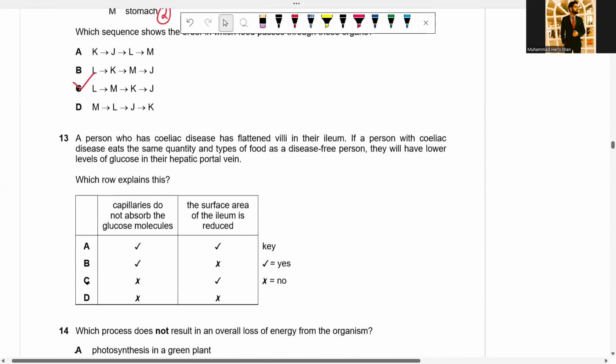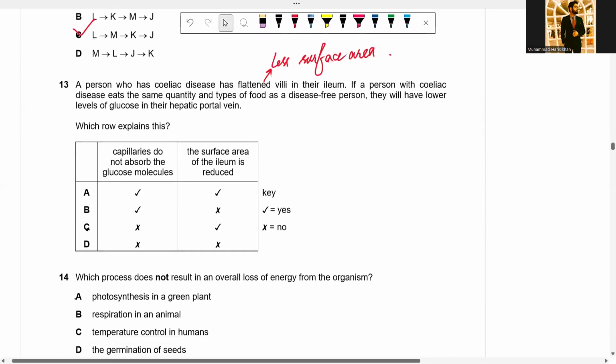A person who has coeliac disease has flattened villi. It means less surface area. If a person with coeliac disease eats the same quantity and types of food as a healthy person, they will have lower levels of glucose in the hepatic portal vein. Which row explains this? Capillaries do not absorb the glucose molecules. No. The surface area of the ileum is reduced. Yes. So the answer will be C.